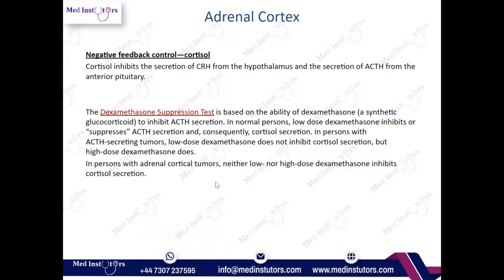So for now, just read this slide, and later on when you are revising this topic, please try to memorize these findings and try to understand the mechanism of the dexamethasone suppression test. In a nutshell, in normal people, if we give dexamethasone, it normally follows the negative feedback control of cortisol, the glucocorticoid. But if the person has some pathology, it would not follow this normal negative feedback.